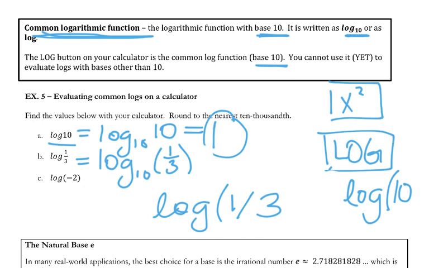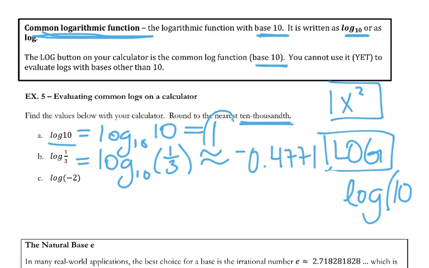And we are going to get, let's see, approximately, and we're going to round this to 10 thousandths, that's 4 decimal places, negative 0.4771. So that's just using the log button on your calculator.